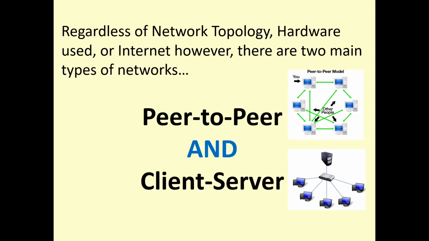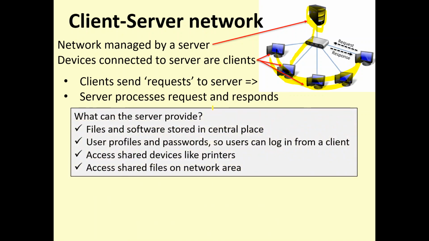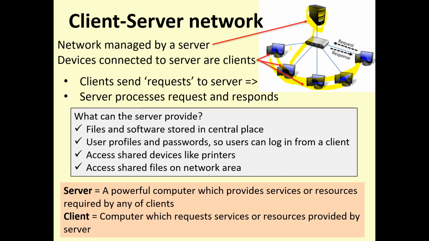What are the differences? Okay, so a client-server is a network that is managed by a server. There is a server computer that manages the clients. Okay, there's our server up the top there, and it manages our client computers down here. The clients send requests to the server for things such as logging on or files or the internet, and then the server responds. Okay, things like files and software, logging on, accessing devices like printers, and accessing files on the network. So the server is the powerful computer, and the clients are the computers which you work on and send requests.